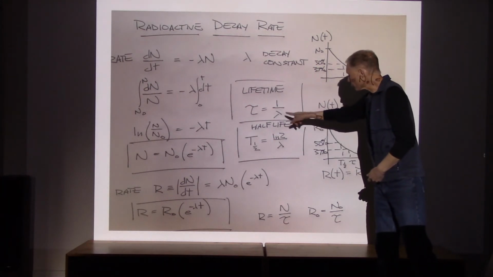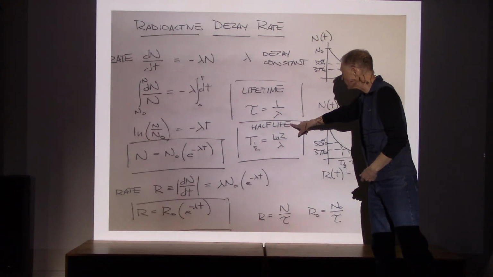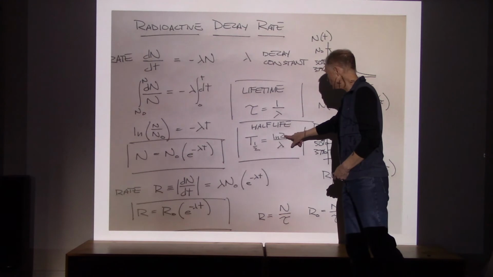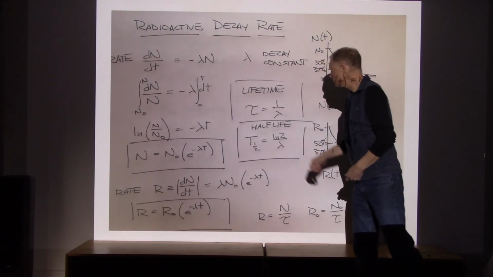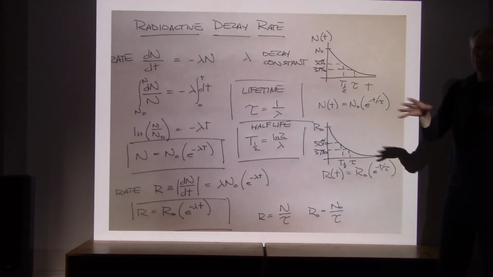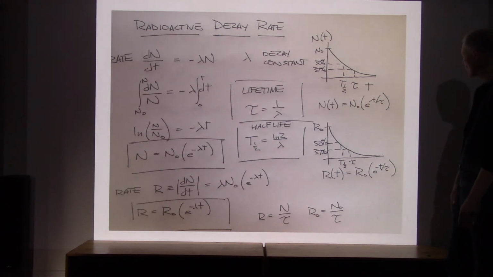Now, there's another version of this called the half-life, which is the ln of 2 times the lifetime. And it's actually the half-life that shows up in Appendix F. We'll be looking at a number of examples, so we'll talk about that.